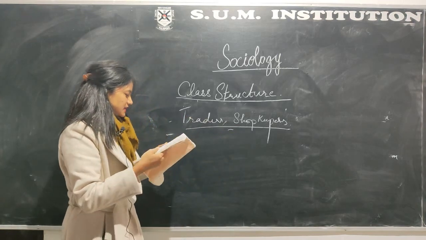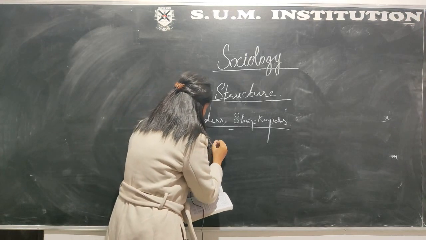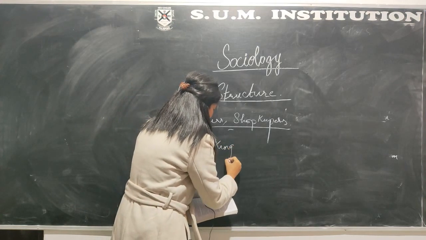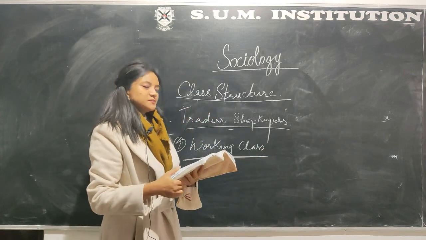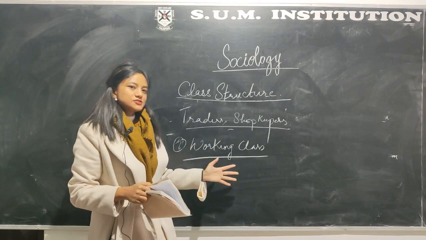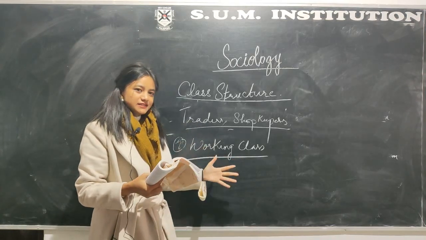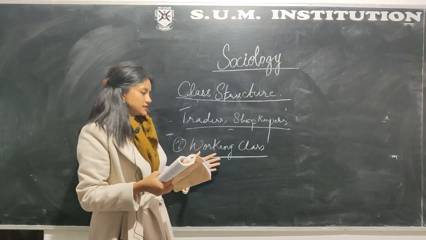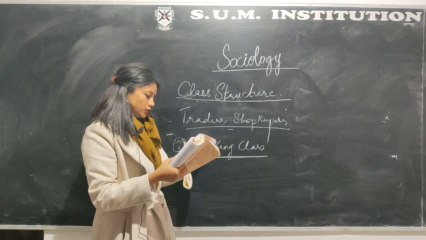So the next class, the fourth class, is the working class. Working class means the daily wage laborers, who are manual laborers, who work in construction companies or other manual labor like in tea gardens, etc. So they are known as the working class people. That was the fourth class.